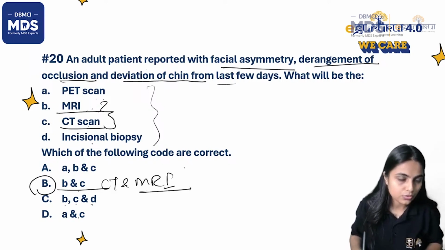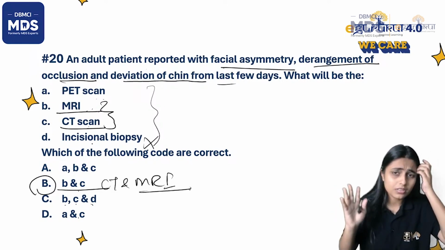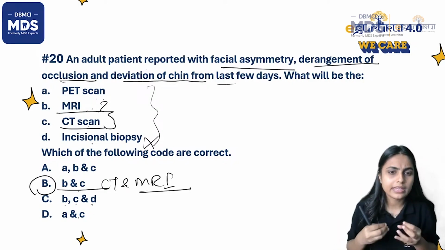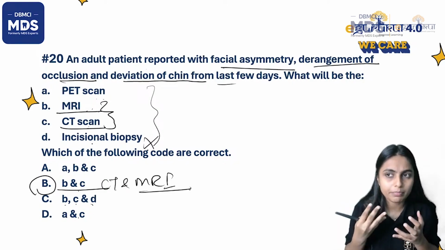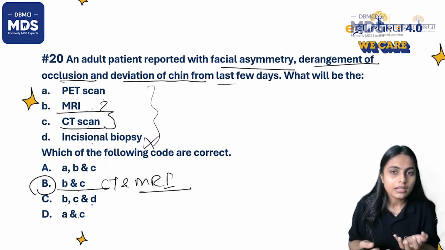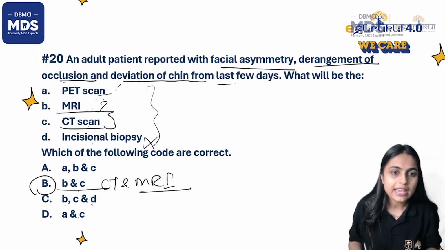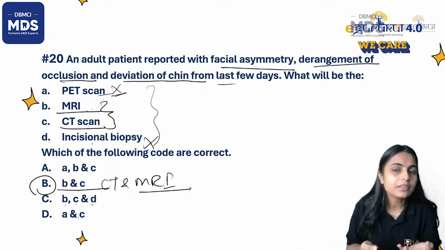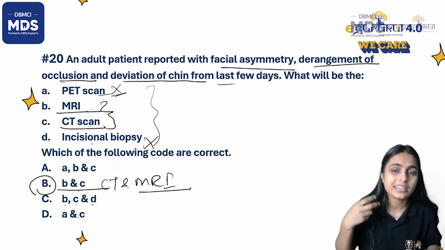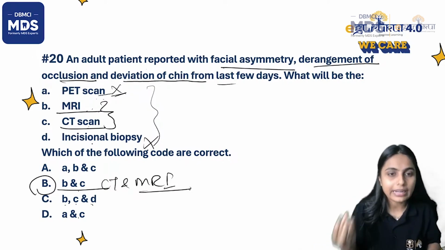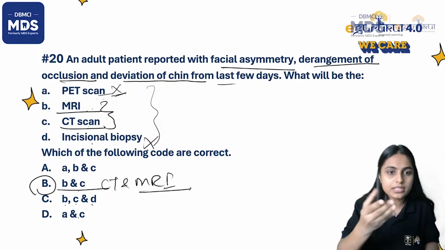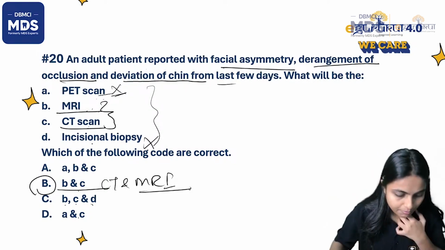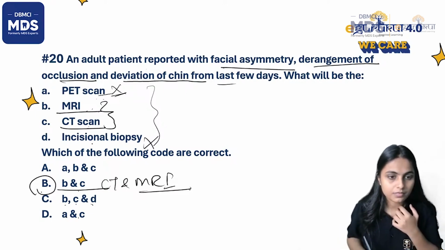I hope you understood this. Incisional biopsy is ruled out because there is no mass or precancerous lesion or anything like that. And PET scan is ruled out. If there is a fracture, there is no need for PET scan. If you suspect any metastasis or increased metabolic activity, then you can advise PET scan. All right. Correct. Option B is your answer.